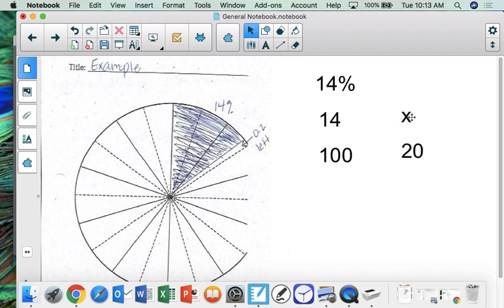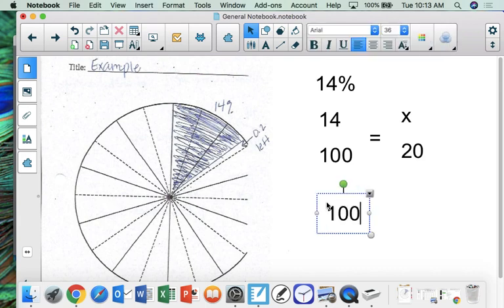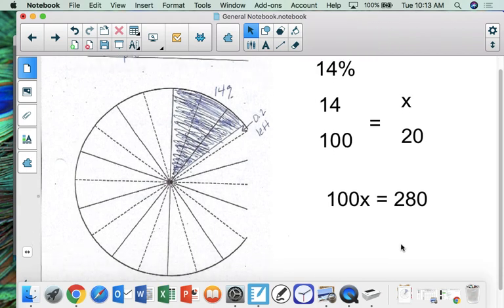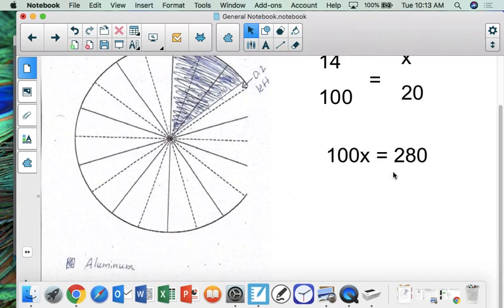Okay, these are going to have to be equal. So I'm going to put an equal sign here. But if you know in a proportion you have to cross multiply. So I'm going to take 100 times x, and that's going to give me 100x. And that is going to equal my 14 times 20, and that is 280. So now I have an equation that I need to solve.